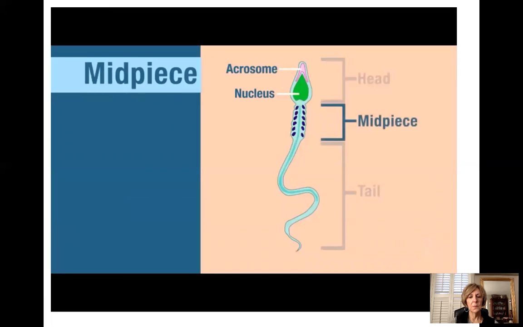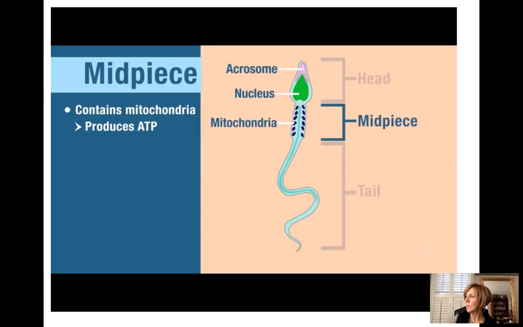Then there's the midpiece, the next region of the sperm, and the midpiece contains the mitochondria. Why are the mitochondria important for sperm? If you remember, the mitochondria are the powerhouse for the cell, so that's going to produce ATP. Sperm are motile, and they need the ATP in order to generate that energy to move.